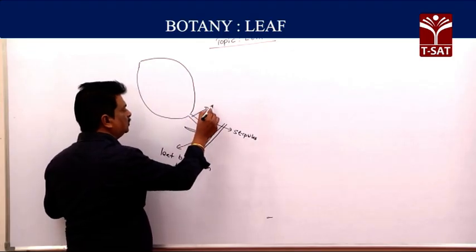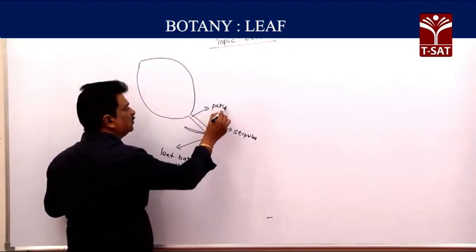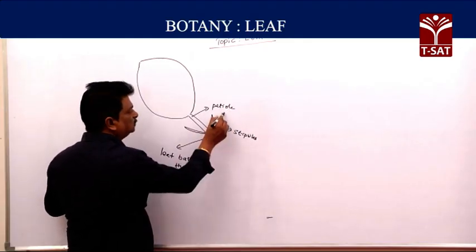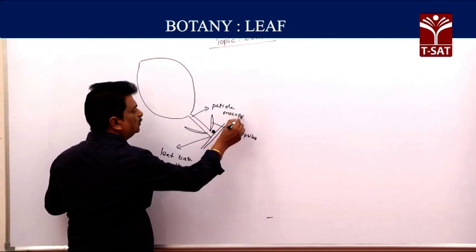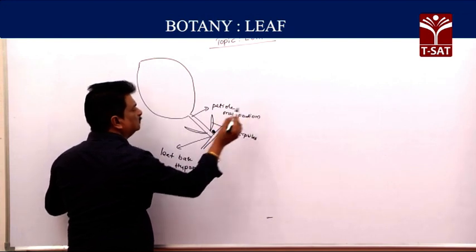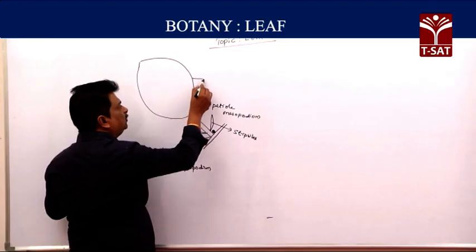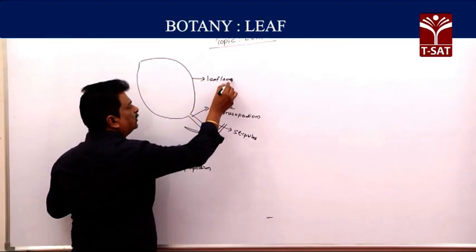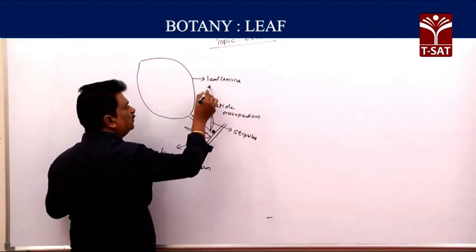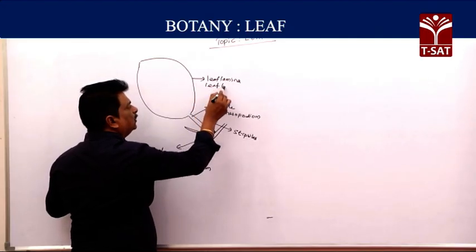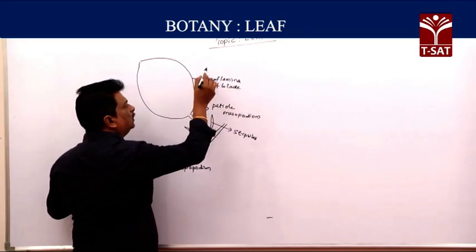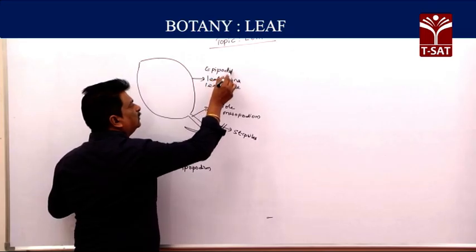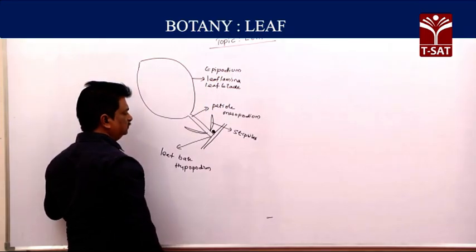Then the stalk of the leaf is called a petiole, also called mesopodium, and at the tip of the petiole it contains a green expanded part called a leaf lamina or leaf blade. Another name for leaf lamina or leaf blade is epipodium.